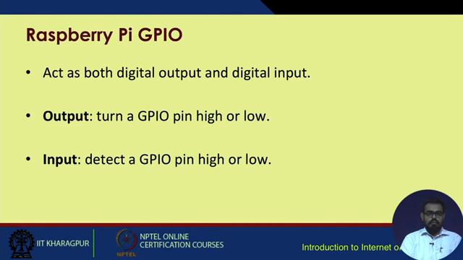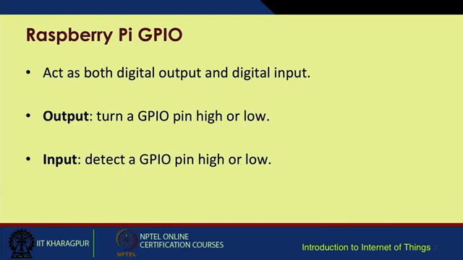These Raspberry Pi GPIOs, or general purpose input outputs, can act as both digital output as well as digital input. It is quite similar to the digital input output pins on the Arduino boards we covered previously.